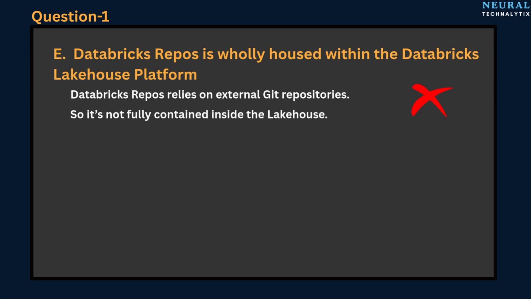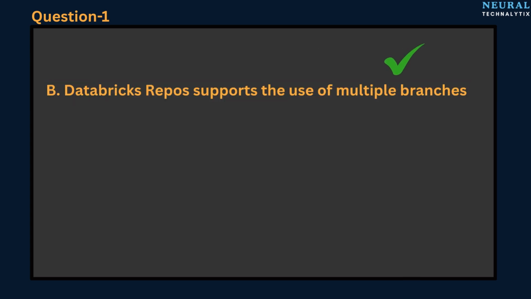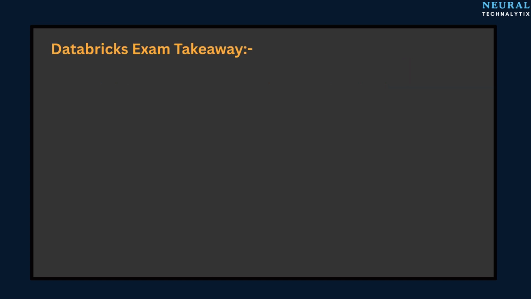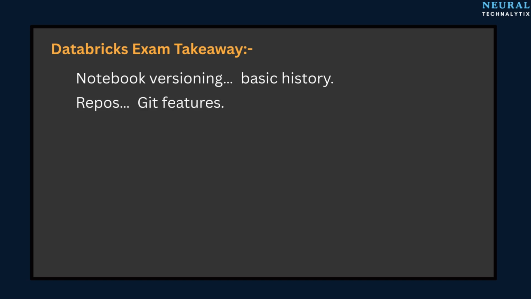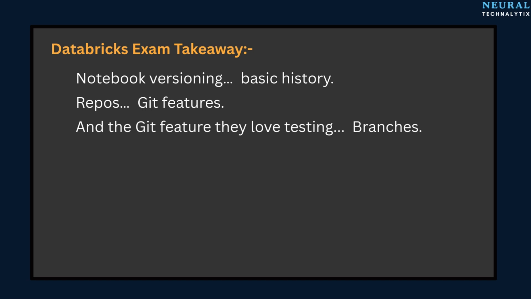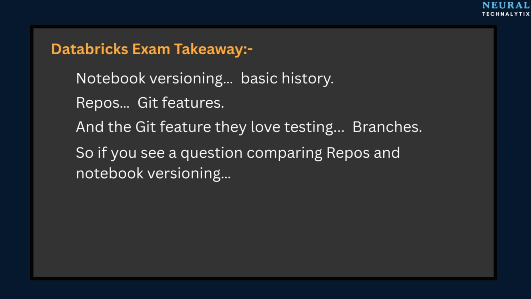All right, let's wrap this up. After evaluating every option, the correct answer is Option B, Databricks Repos supports the use of multiple branches. Now, this part is very important. Exam takeaway. For Databricks exams, remember this simple pattern. Notebook versioning, basic history. Repos, Git features. And the Git feature they love testing? Branches. So if you see a question comparing repos and notebook versioning, your brain should immediately say branches.